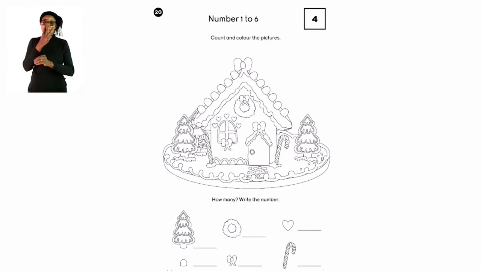The next picture is a Christmas wreath. How many Christmas wreaths are there? Let's quickly count in the big picture. 1. I only see 1. So we have to fill in the number 1 on the line next to the picture of the wreath.